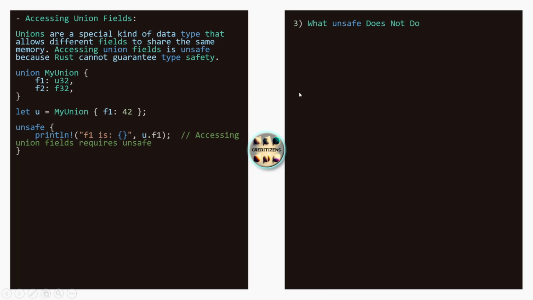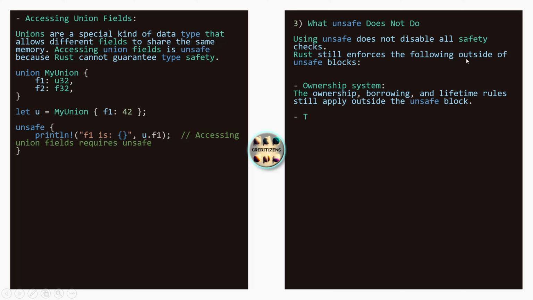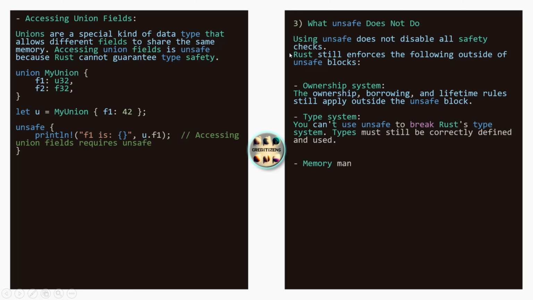So what does unsafe not do? I had this question in my mind, so let's see the answer. Using unsafe does not disable all safety checks. This is nice, it's good. Rust still enforces the following outside of the unsafe block. So inside the unsafe block, everything is unsafe, but outside the unsafe block, Rust still enforces its rules.